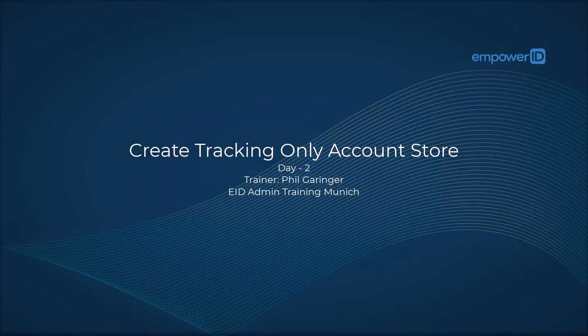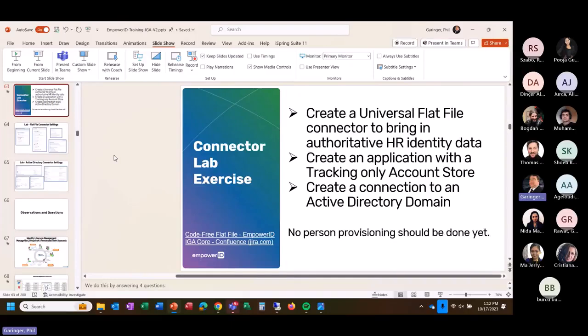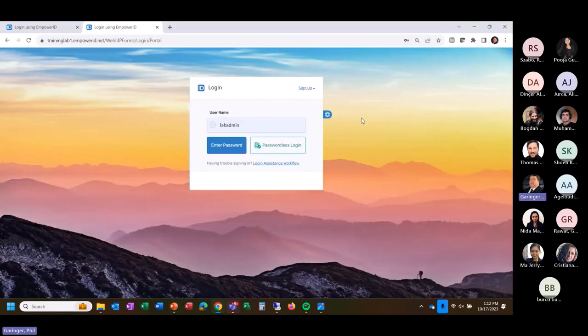Let's go ahead and create a fictitious sales application with a tracking only account store. We'll just create an application and tell it to use a tracking only account store. That way, when we're doing our birthright assignments, we can include an account and a group in the tracking only account store and give us some additional things to work with. For this one, we just have to follow along.